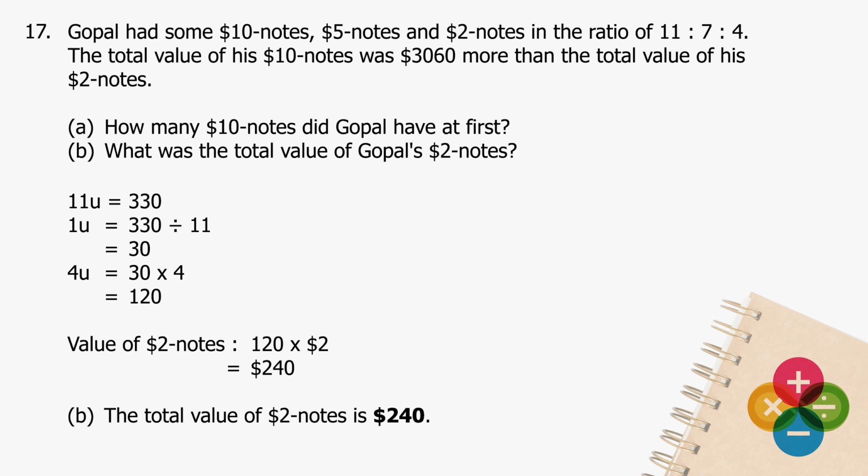11 units is equal to 330. 1 unit will be divide 330 by 11, and the quotient is 30. 4 units will be multiply 30 by 4, and the product is 120. The value of $2 notes will be multiply 120 by $2, and the product is $240. B. The total value of $2 notes is $240.